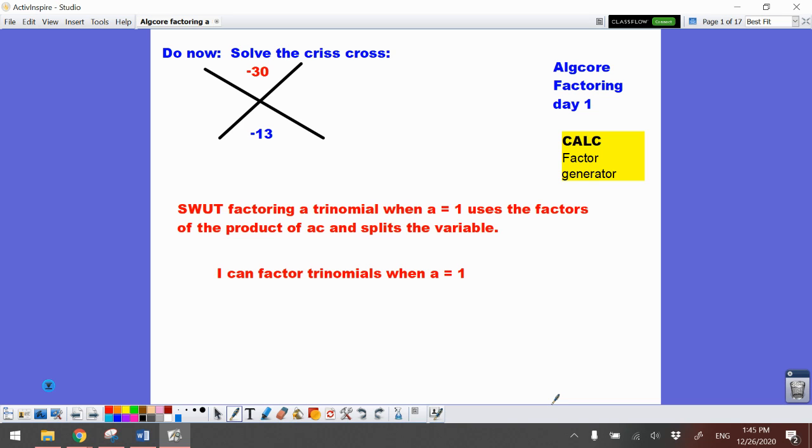Okay, so today we're going to move into factoring trinomials. We're going to take a look at how the crisscross plays into that process. And primarily, we're going to focus on how we factor a trinomial when a is 1. We're going to look at a couple of examples where a is bigger than 1, just to get us going with what the big picture looks like. But then we're going to focus in on how we do it when a is 1.